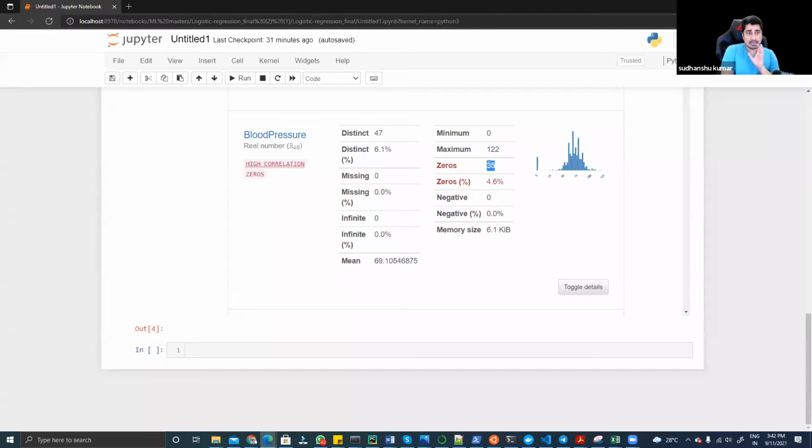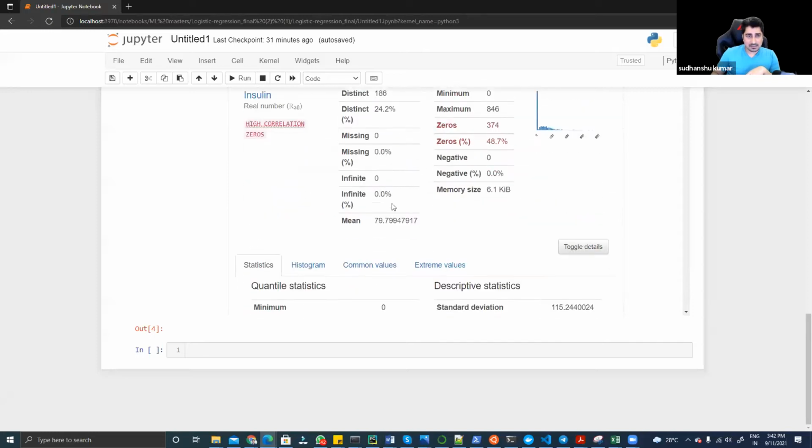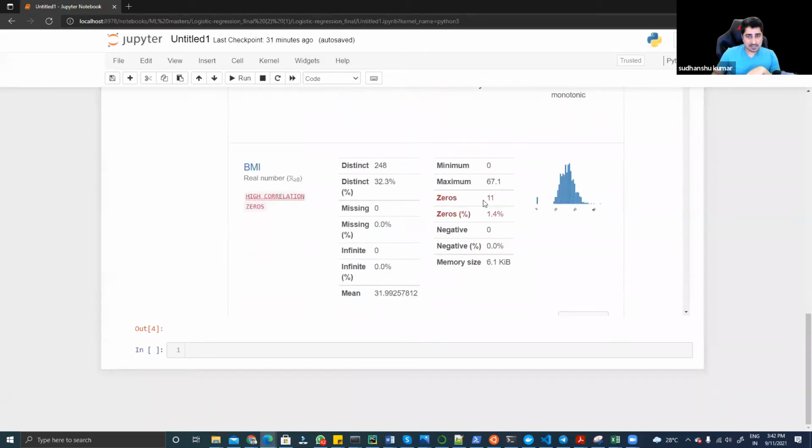So let's suppose I understand the blood pressure, right? If I understand a blood pressure, only in that case will I be in a position to make a statement. Otherwise, I won't be able to make a statement at all. If I talk about BMI, so where is my BMI, by the way? Skin thickness is there, insulin is there, BMI is there. Again, for sure, BMI is not going to be zero at all for any living person.